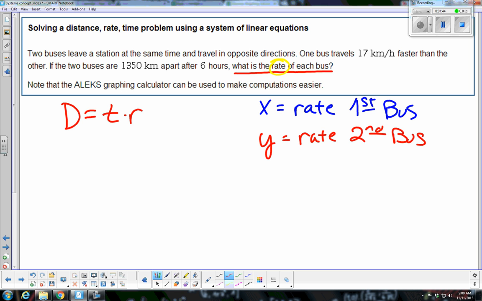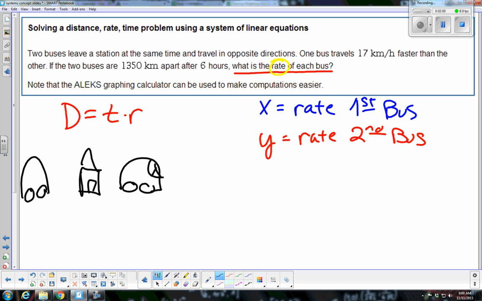So maybe draw a little picture so you can visualize it. We're leaving the train station. Here's my train station right there. Yeah, it's lovely. Okay, you've got a bus right here. He looks like that. That's my bus. And you've got another bus over here, with two wheels and one windshield. Yeah, you get it. So one bus is going this way, one bus is going that way. One's going a little bit faster than the other.